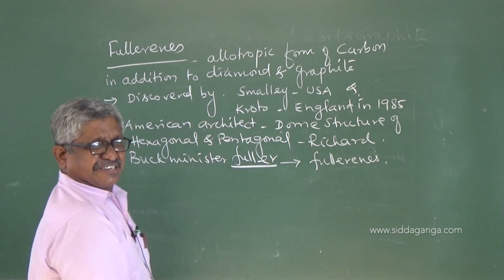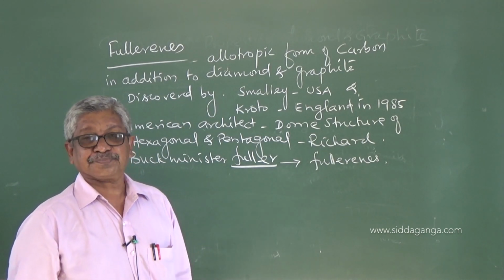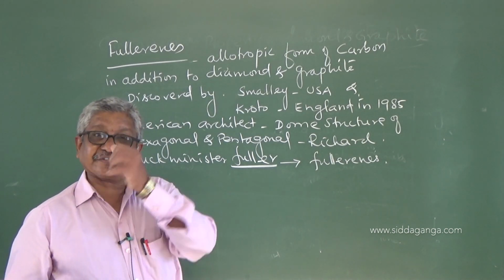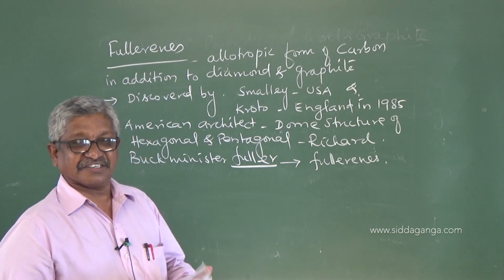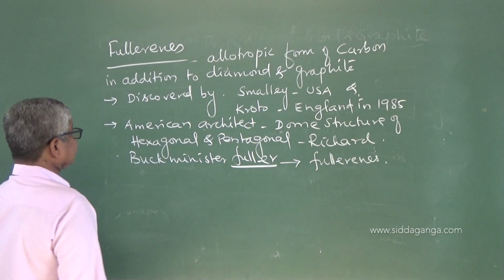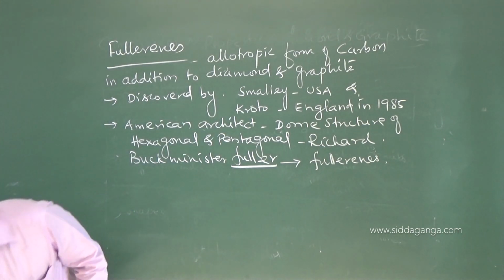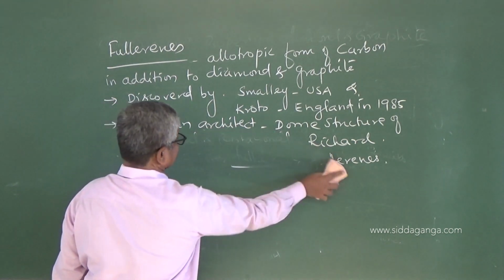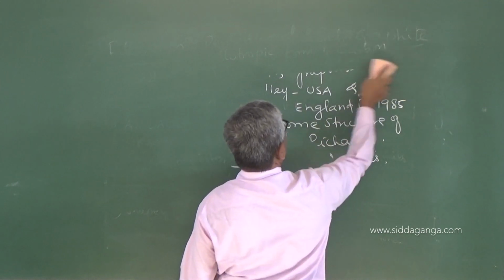So this is a small introduction about the fullerenes. Fullerenes are of two types, fullerene 60 and fullerene 70. Next, how it is prepared: preparation of fullerenes.